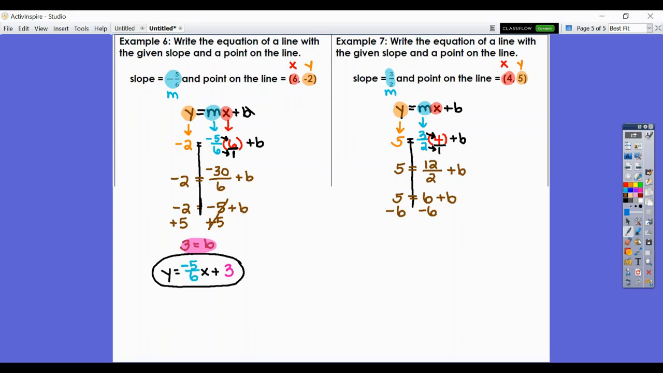Because I have to get b all alone, I have to move the 6 over to the other side. What I must do is the opposite of a +6, which is a -6. I do that on each side. 6 minus 6 is 0, and that leaves me with just b on the right. On the left side, 5 minus 6 is a -1. That's going to be my y-intercept, my b.